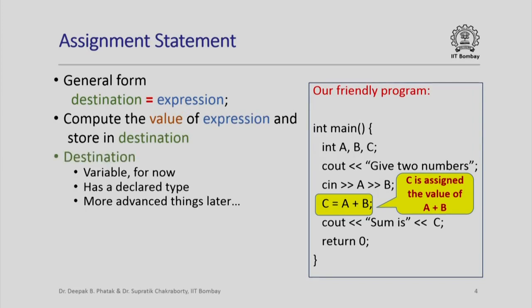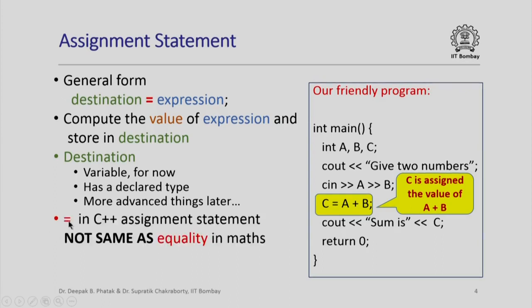The destination for our purposes now is going to be a variable, and of course a variable has a declared type, and later in the course we will see that this destination of an assignment statement can also be more advanced constructs beyond variables. Now, this equal symbol in a C++ assignment statement is not the same as equality in mathematics, and this is very important to keep in mind.